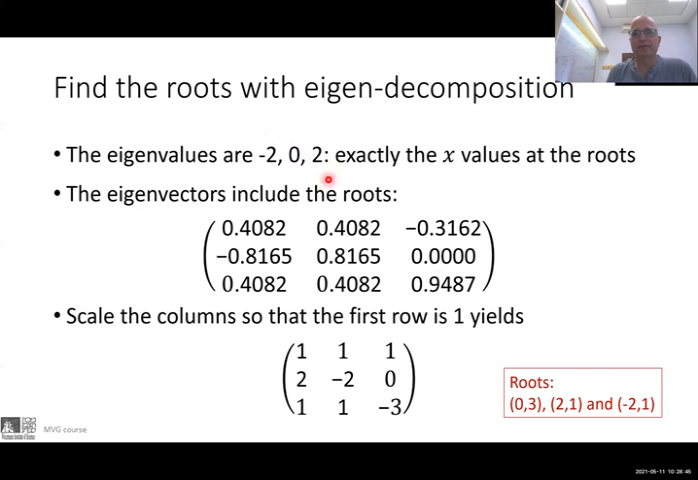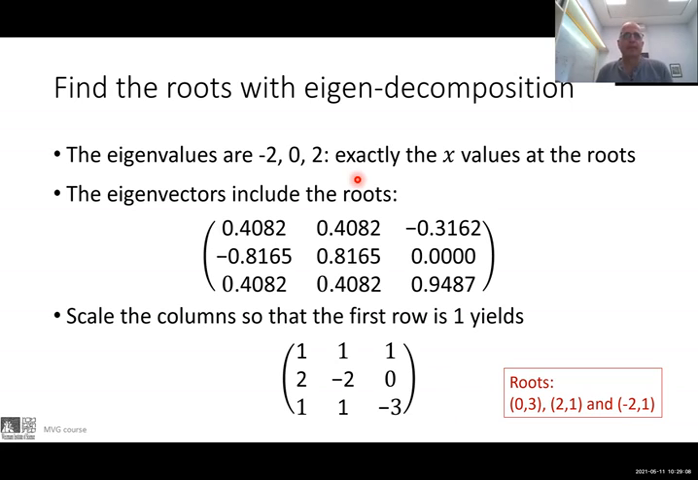If you remember, these were the roots. You're right, it's -3. Sorry for the mistake there, it will be corrected. So the x values you can see are 0, 2, and -2, and those come out as the eigenvalues in this case.